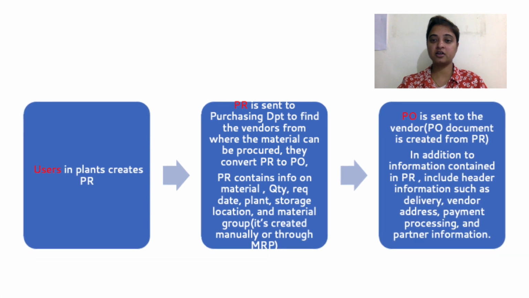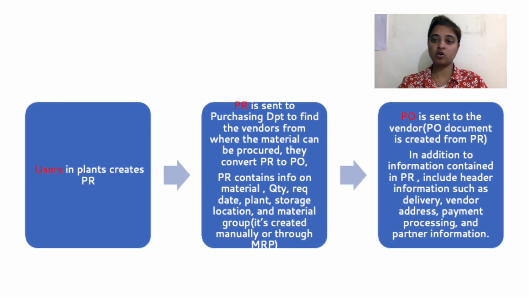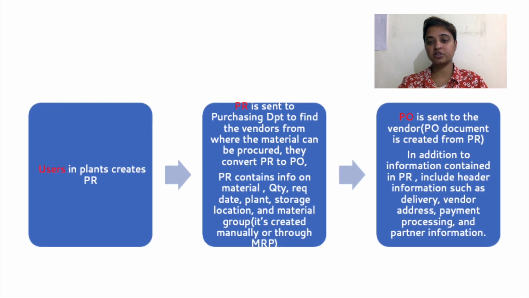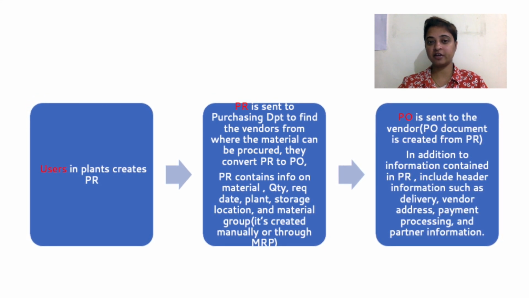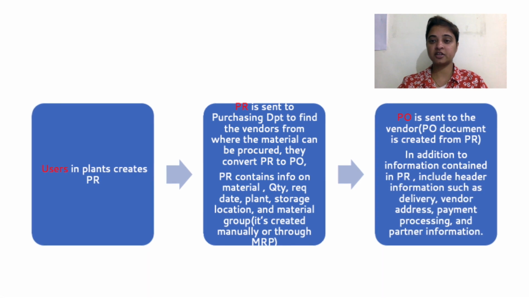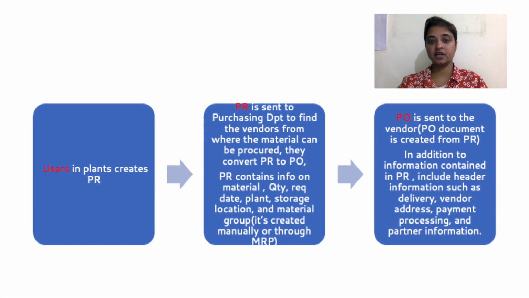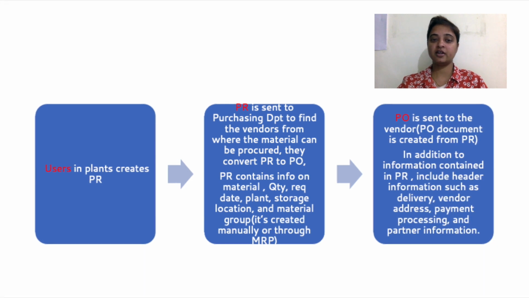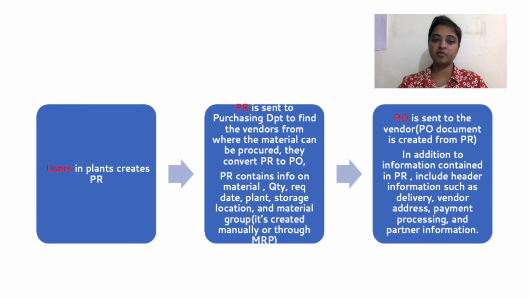It is either created manually or through material requirement planning. Then the PO, purchase order, is sent to the vendor. A PO document is created from the PR. In addition to the information contained in PR, it includes header information such as delivery, vendor address, payment processing, and partner information.